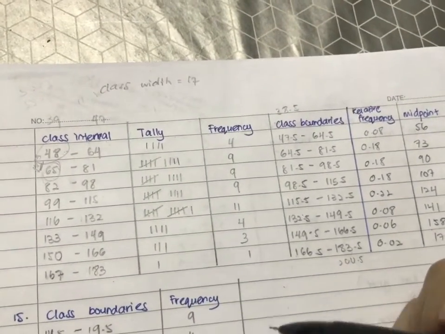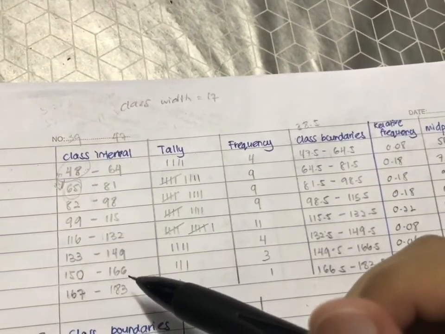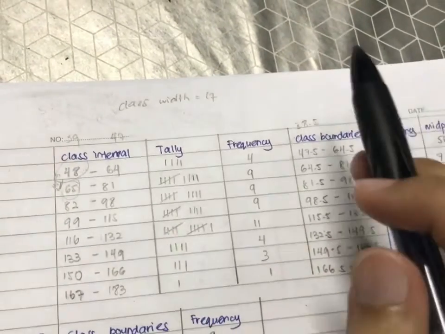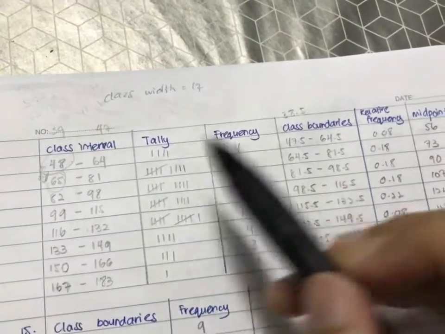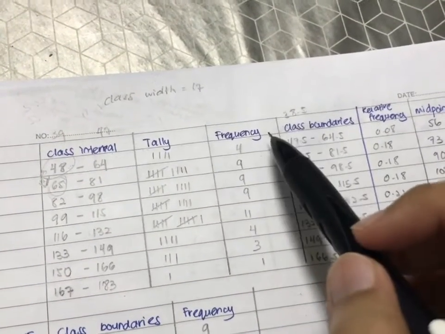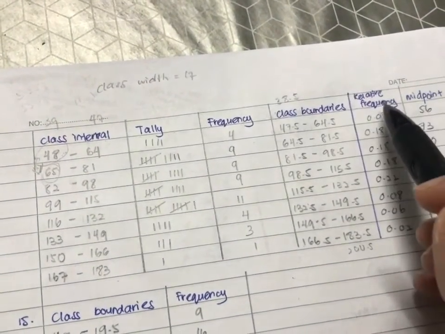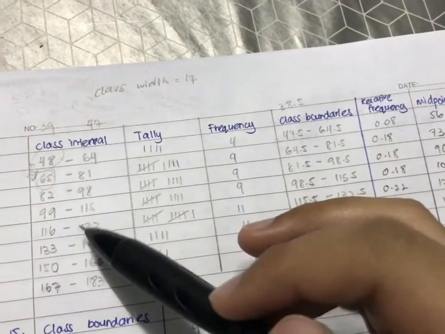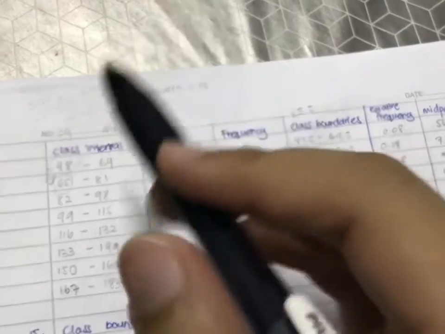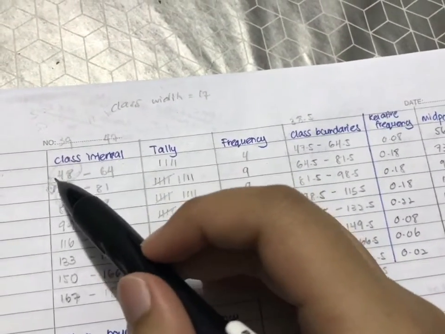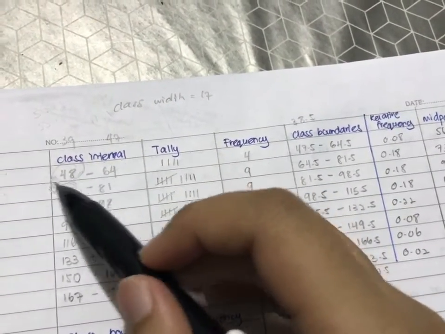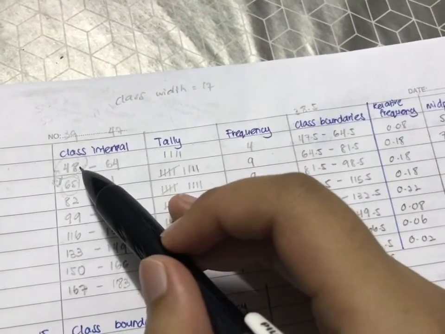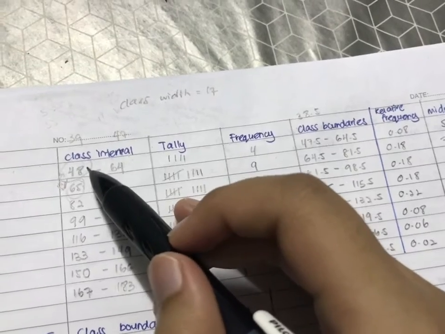Second step is we must construct the frequency distribution table. Frequency distribution table must have 6 columns, which is class interval, tally, frequency, class boundaries, relative frequency, and midpoint. So let's take a look at the class interval. How to find the class interval? First of all, we need to put the smallest value in front. For this question, the smallest value is 48, so we write 48 in front.